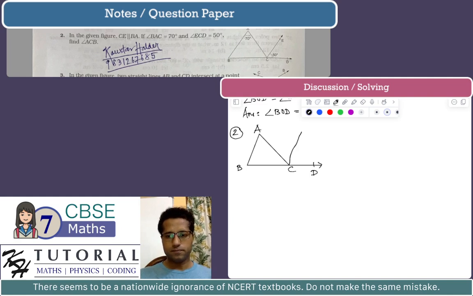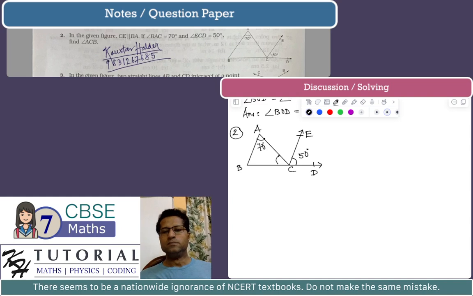So CE is parallel to AB, and angle BAC, this angle, is given to be 70 degree. Angle ECD, this angle, is given to be 50 degree. Find angle ACB. So basically we have to find angle ACB or angle C of the triangle ABC.